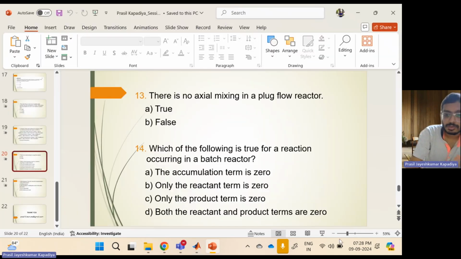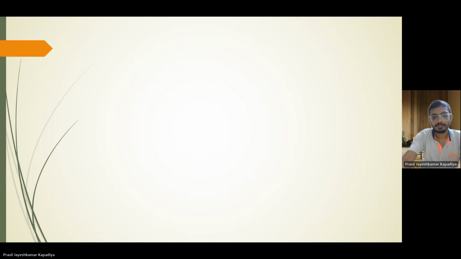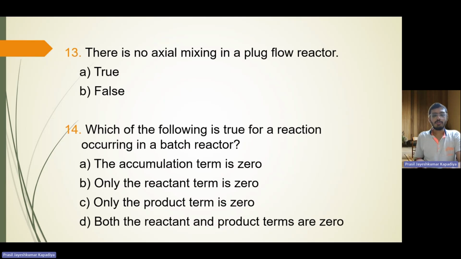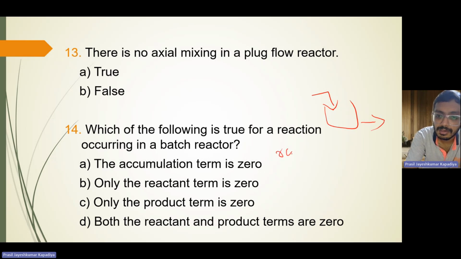Okay. So my next question is, which of the following is true for a reaction occurring in batch reactor? So in batch reactor, we dump everything, then reaction starts and we dump out everything. So for batch reaction, rate of accumulation is equal to minus rate of disappearance, right?